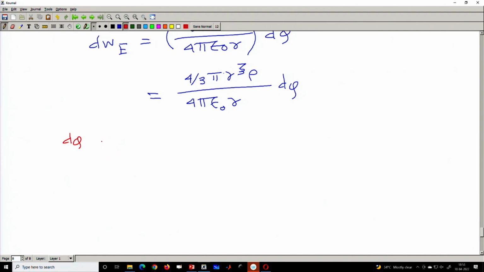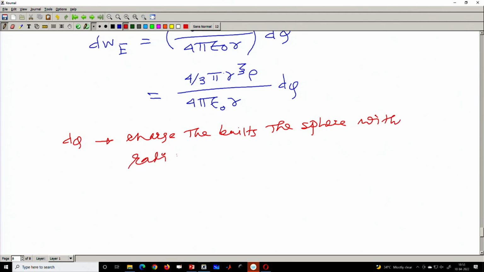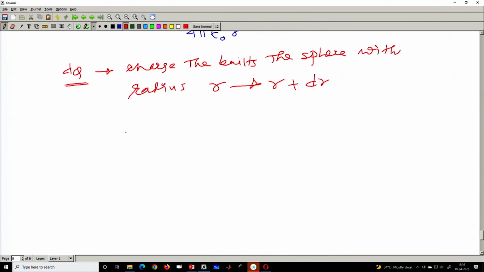So, dq is the amount of charge that builds the sphere with radius r to r plus dr. So, it increased; dq is the amount of charge that increases the radius from r to r plus dr. So, what is dq then?